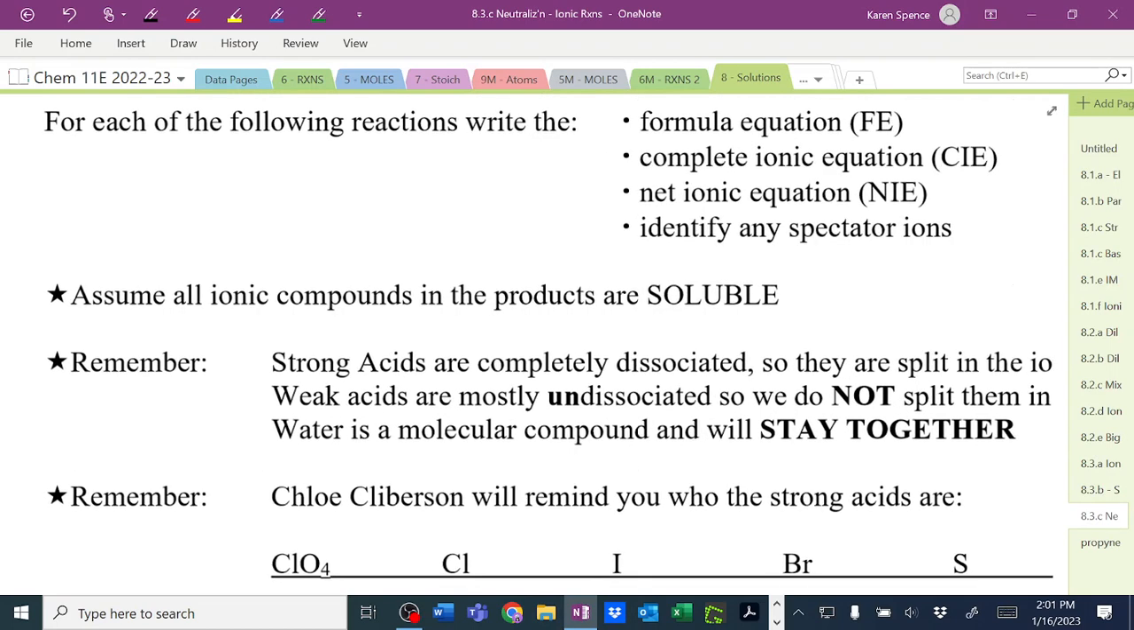Now, there's a few things we are going to do. We are going to assume that all ionic compounds are soluble. So even if they're not, we're going to pretend that they are. So that means if you have a hydroxide that's not soluble, you're just going to be like, oh, well, I'm pretending it is soluble. Okay, so you're ignoring your solubility chart for this worksheet. Okay?